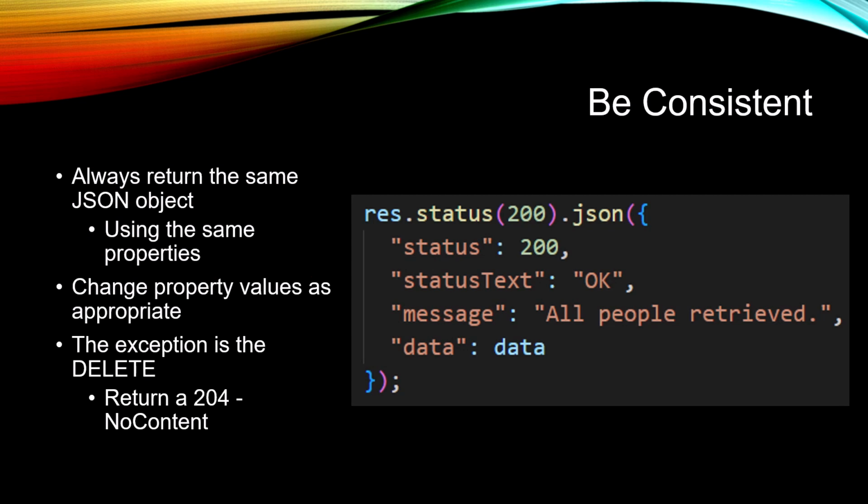Now I've shown you a generic function here that will process anything, but I'm going to encourage you to always be consistent. When you're creating your web APIs, always be returning that same JSON object and using the same properties. You change the property values as appropriate. The exception, as I mentioned, is the delete because we're supposed to return a 204, no content from a delete. Some people don't. Some people just return a 200 with the same JSON object. That's fine. Not a problem with that at all.